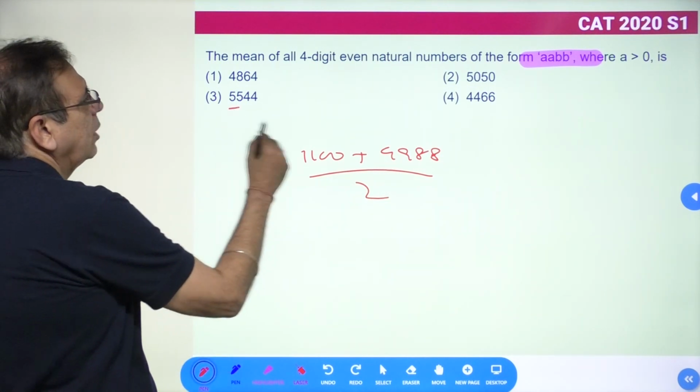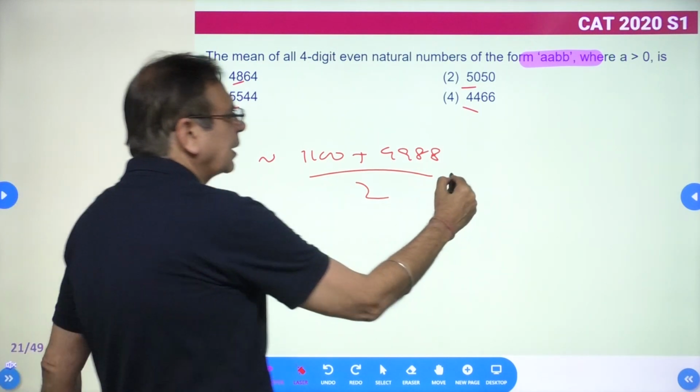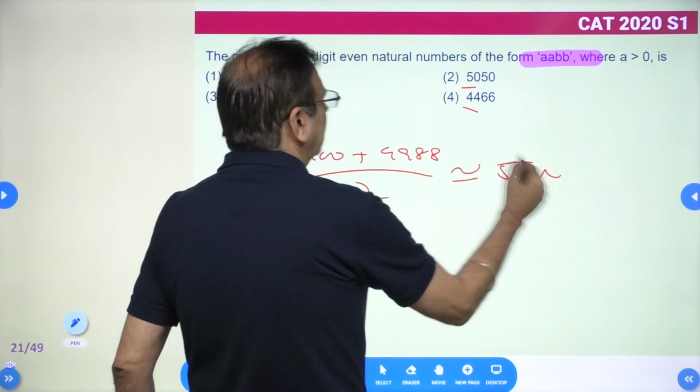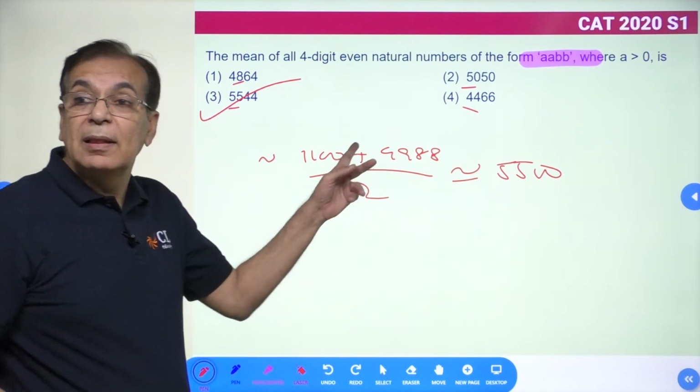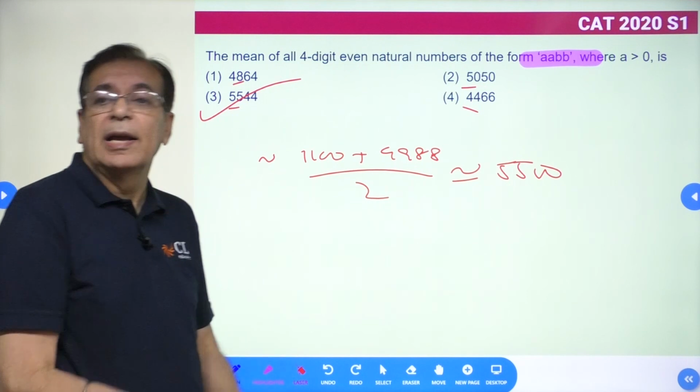This is 5,500, this is 5,000, this is 44, 48. Choices are far apart. This is coming out to be about 5,500. This should be the answer. So please learn to approximate. Look at the choices. If you can't solve it, approximate, get the answer, move ahead.